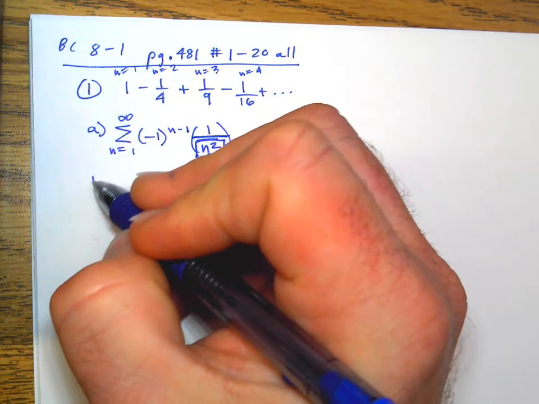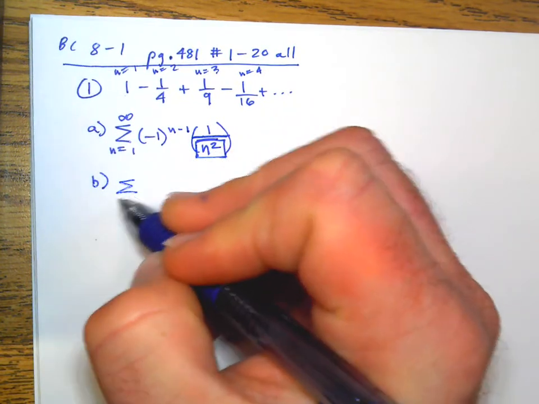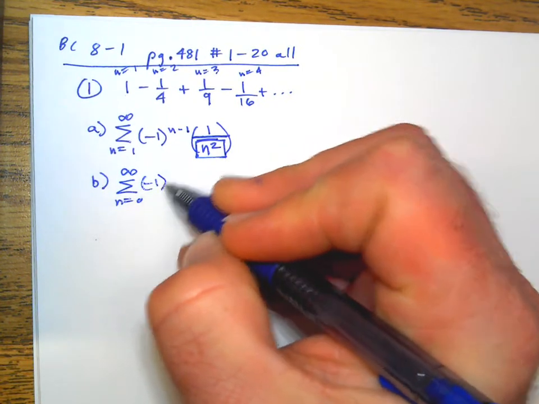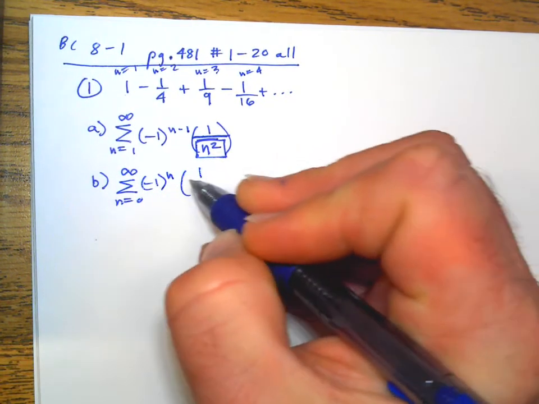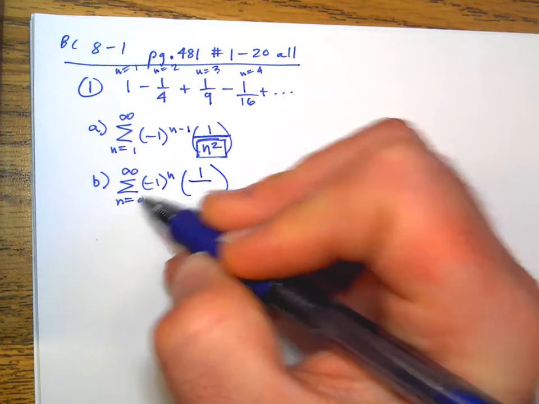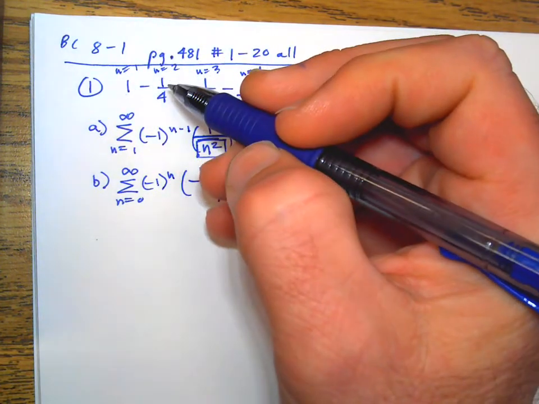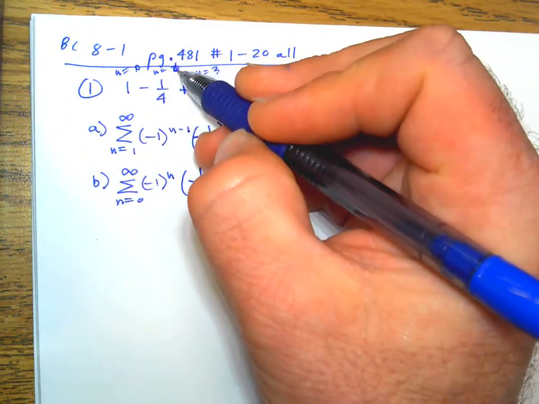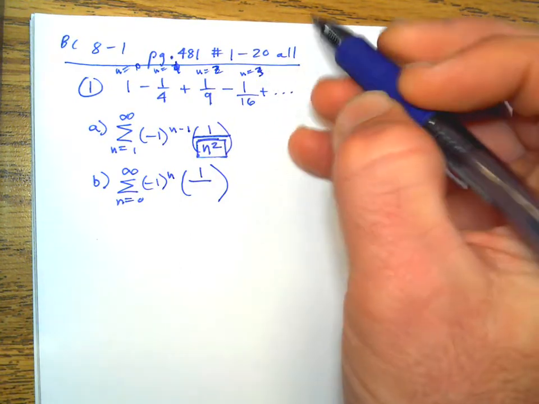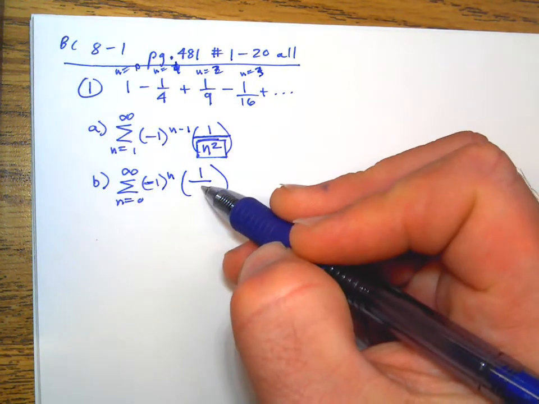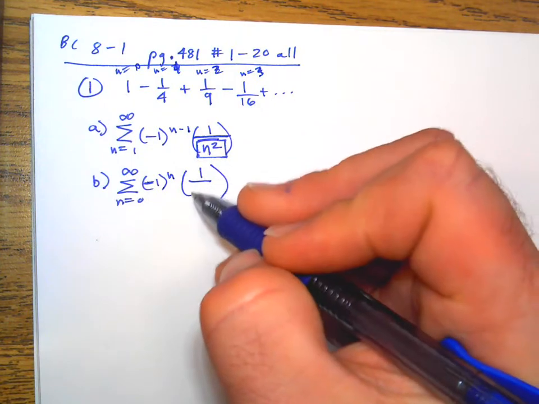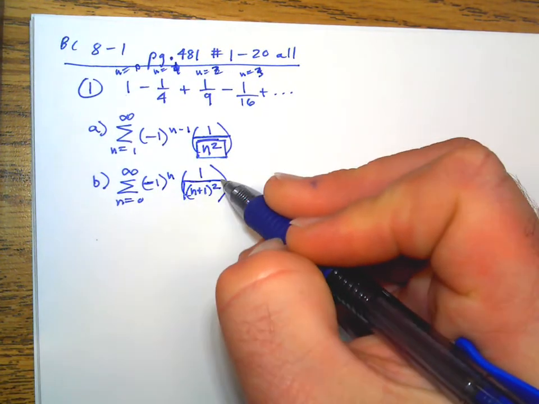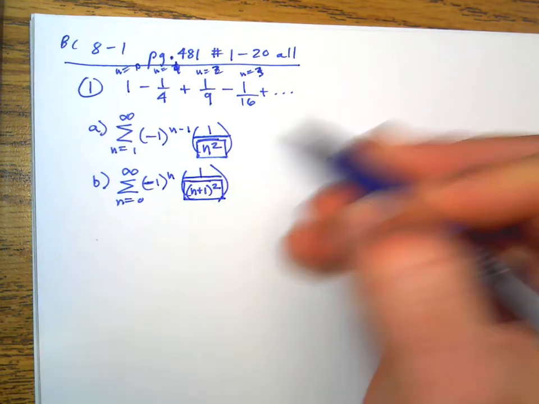B, this one starts at n equals 0 and has very similar stuff. Now, the negative 1, since we're starting at 0, would make sense. You could put zeros here if you want. 0, 1, 2, 3. That's good. But now it needs to be n plus 1 squared. So n plus 1 squared should be what you add to this to make it work.